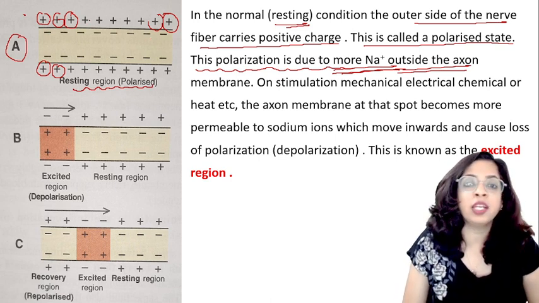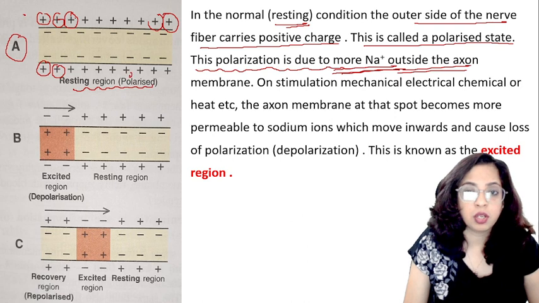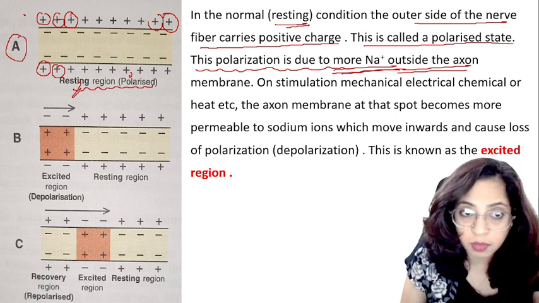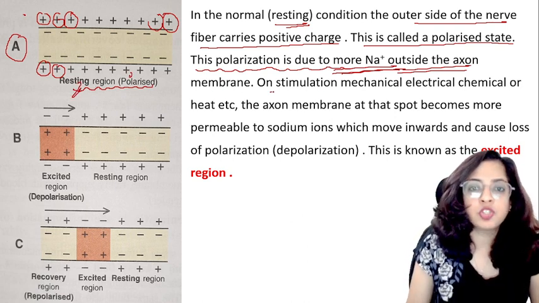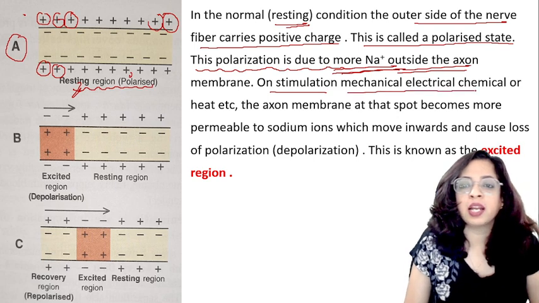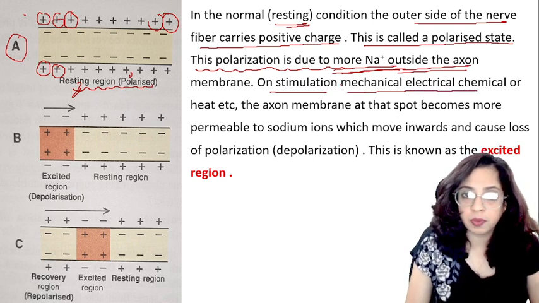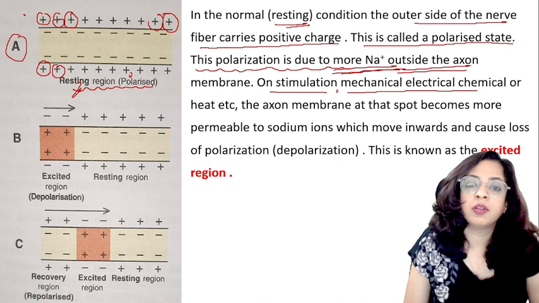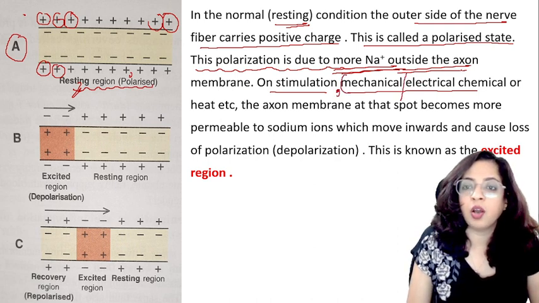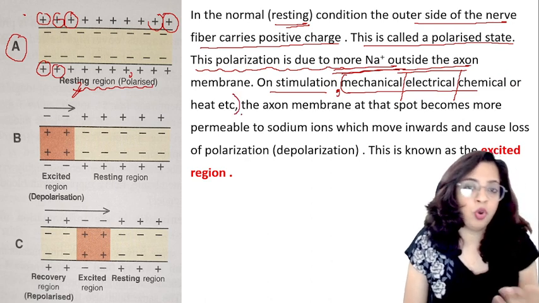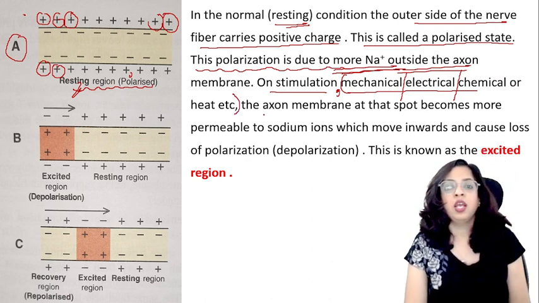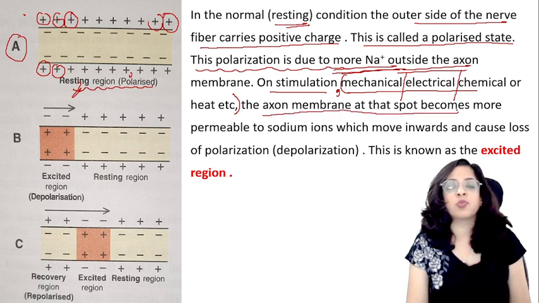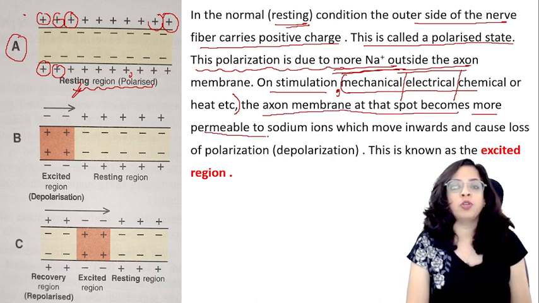Now whenever you get a stimulation, the stimulation can be mechanical, or electrical, or chemical, or heat, etc. You know what the stimulations can be, right? The axon membrane at that spot becomes more permeable to sodium ions.